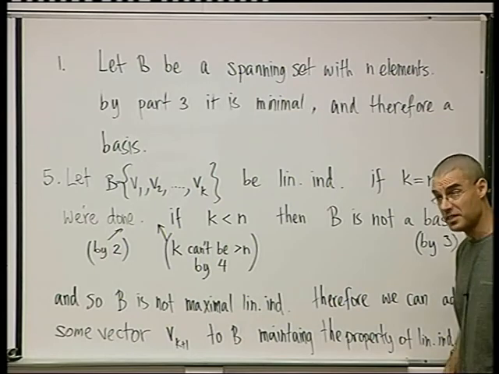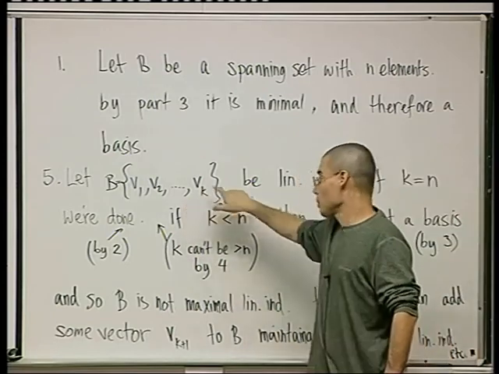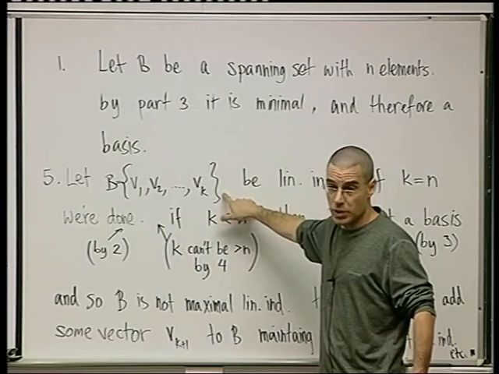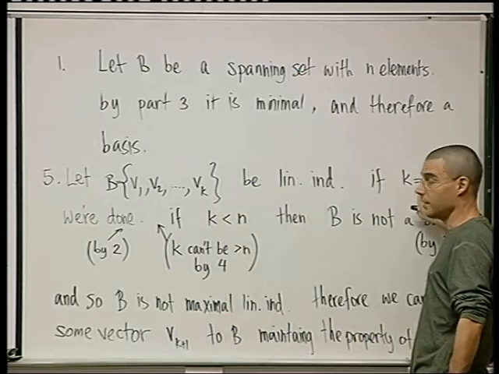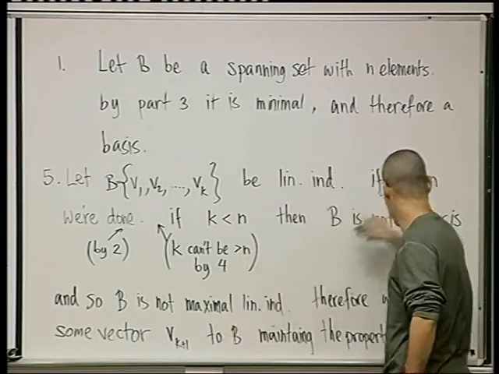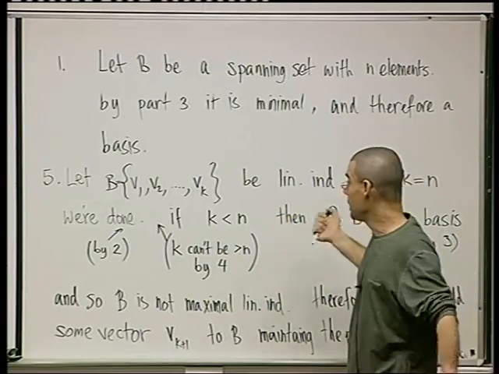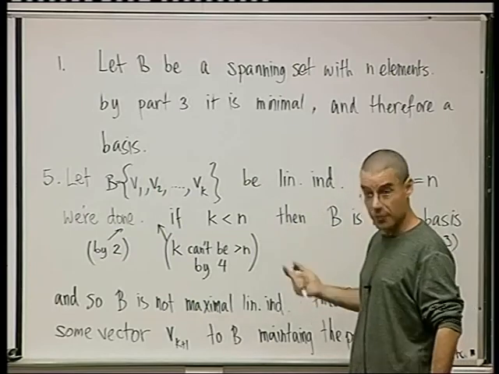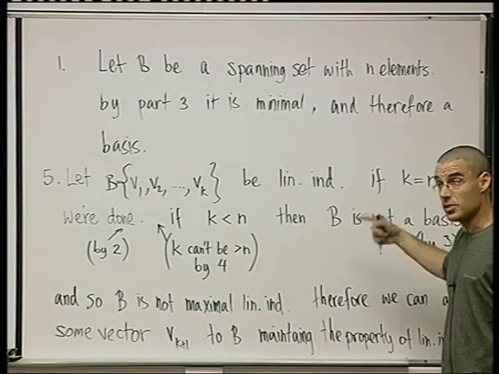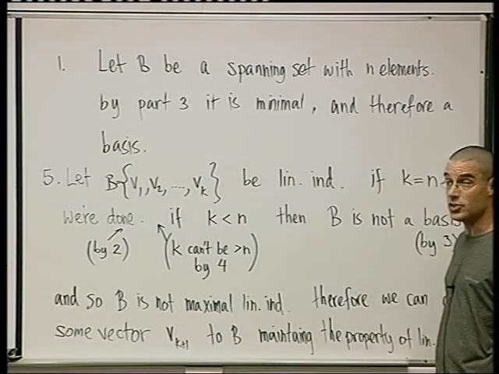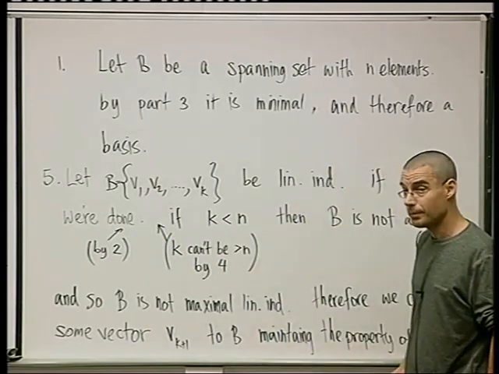Is the idea clear? Let me say it again, okay? If B, this set, together with one more guy, is now a basis, we're done. In other words, if K plus 1 equals N, now we have K plus 1 elements because we added 1. If that equals N, we're done by 2, right? We have N elements in a linearly independent set. That's a basis. If not, if K plus 1 is still less than N, then it's not a basis because it's not a spanning set, because a spanning set has to have at least N elements. If it's not a basis, it's still not maximal linearly independent. We can throw in one more guy.